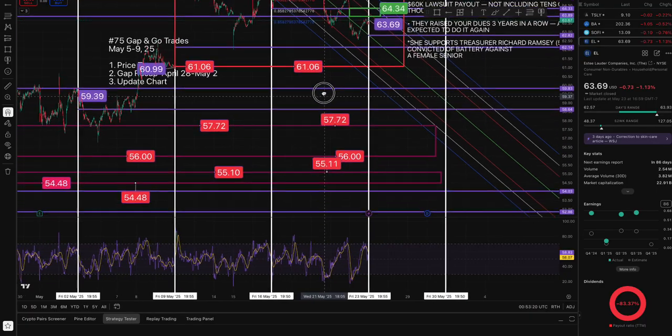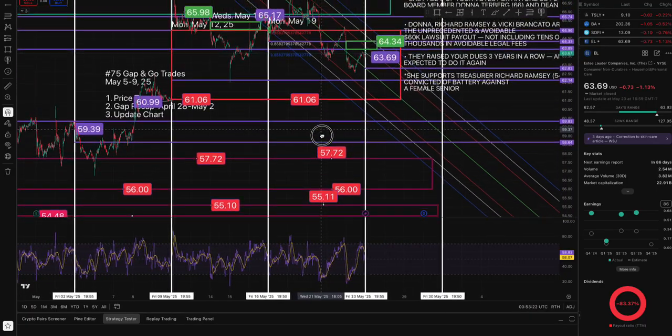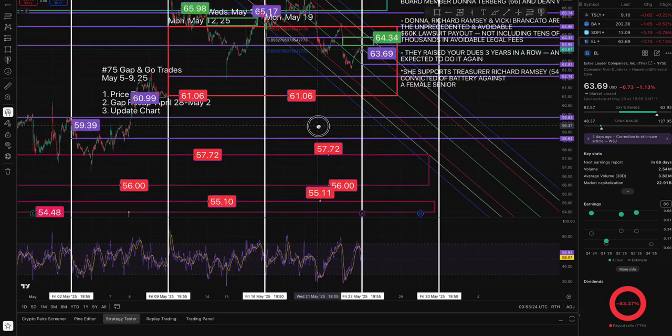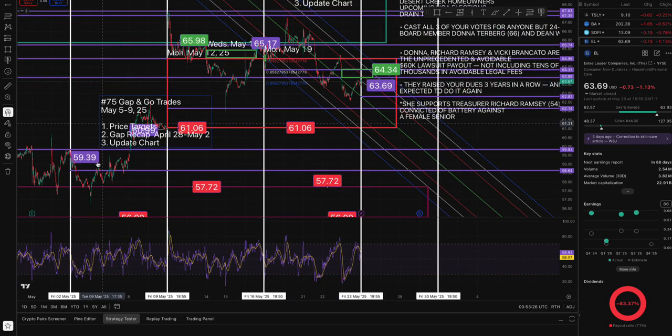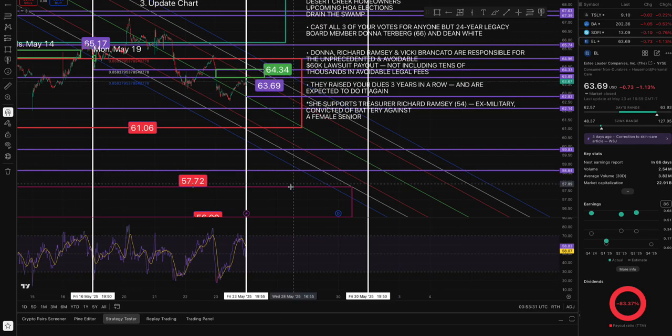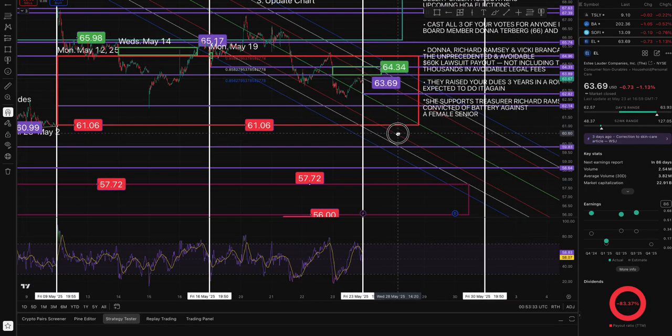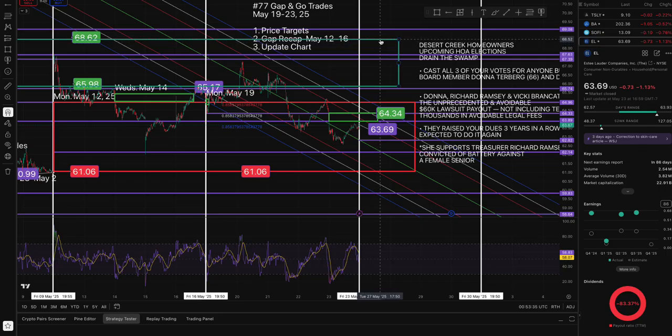Okay, what else? So we've got all those gaps to fill to the downside whenever we reverse course. So basically, it looks like all we've done is go up here to go back down. 68.62 up there. All right, that's Estee Lauder.